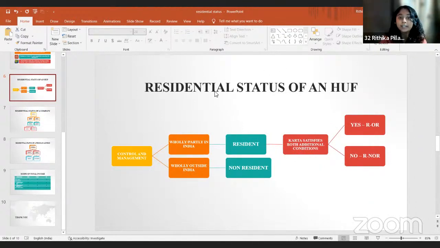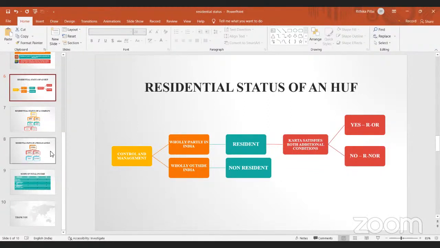Now, coming to residential status of an HUF, we take 2 conditions. First is control and management of the HUF. If it is wholly or partly in India, then the HUF is said to be a resident. And if it is wholly outside India, then it is a non-resident. And further, if the HUF is a resident, then we look at the residential status of Karta. If Karta satisfies both additional conditions, then the HUF is considered to be an ROR. If he doesn't fulfill any of the additional conditions or fulfills only one additional condition, then the HUF is said to be RNOR.